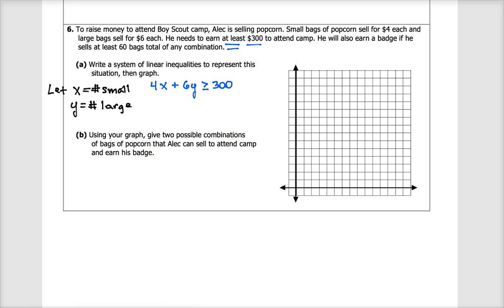Okay, the second thing he wants to do once he attends camp is earn a badge. And so he earns a badge by selling at least 60 bags. It doesn't matter the dollar amount, just 60 bags of any combination. So x plus y is going to be the total number of bags. That needs to be greater than or equal to 60.